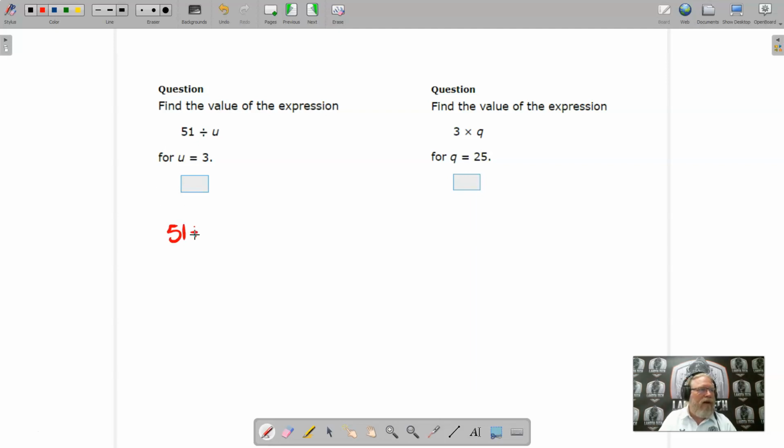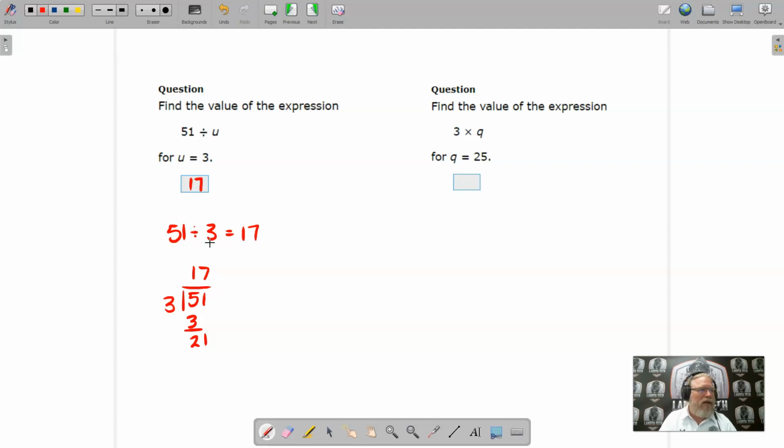51 divided by 3, and that equals, well, 51 divided by 3. We could do some long division on that. Many of you will probably use a calculator, but 3 will go into 5 once. And 1 times 3 is 3. Subtract, we get 2. Bring down the 1. 3 goes into 21 7 times. So our answer is 17.